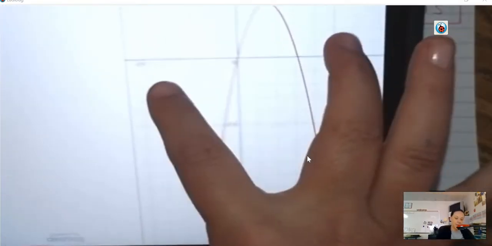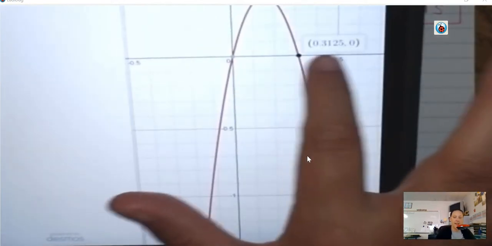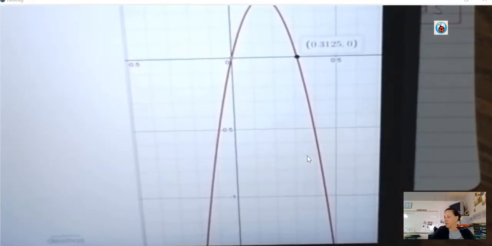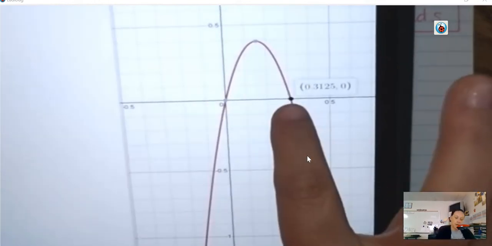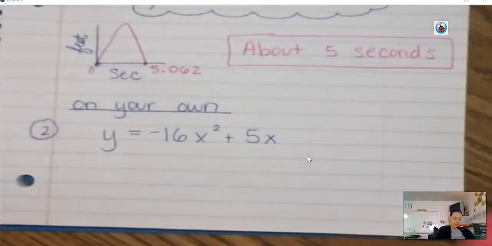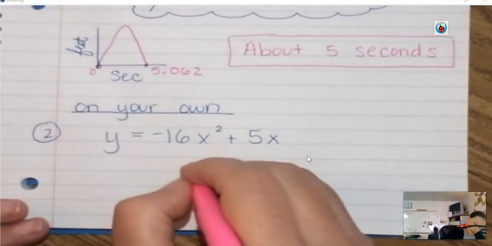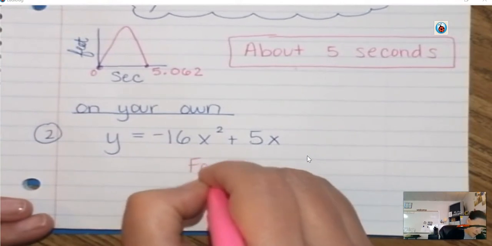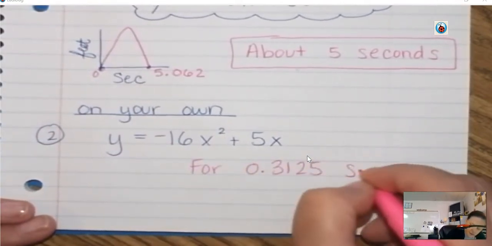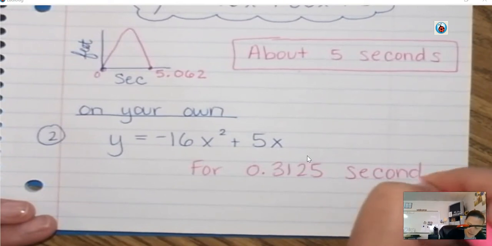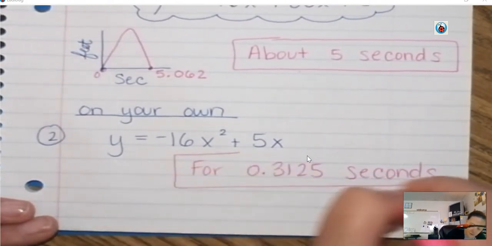Okay, so if you look at the graph, I'm going to zoom in. The flying fish lands at this point. Oh, you guys are frozen. Sorry. And the fish lands. It's in the air for 0.3125 seconds. Do not round this one. It wanted the exact answer. So put all the decimal spots.